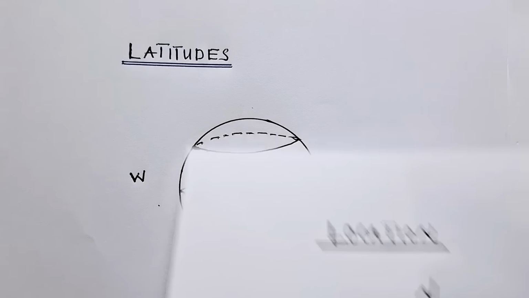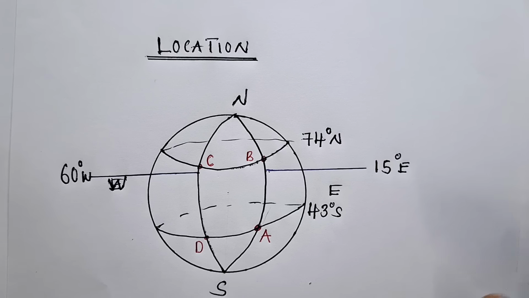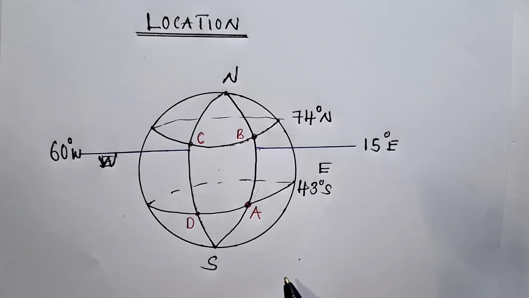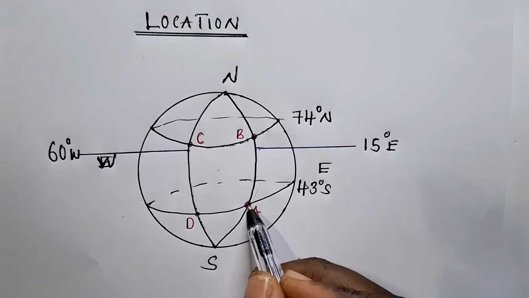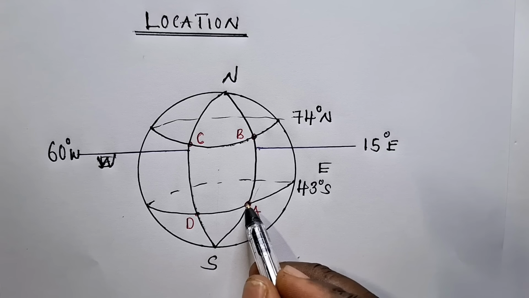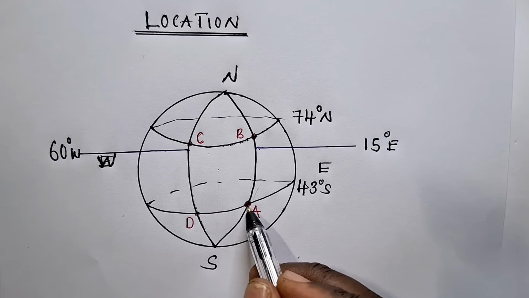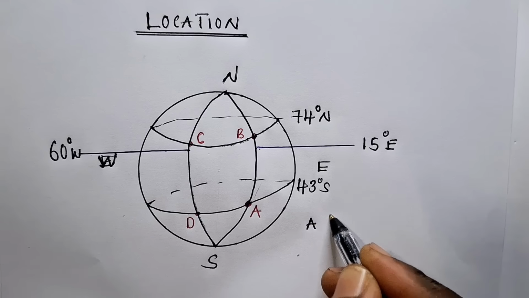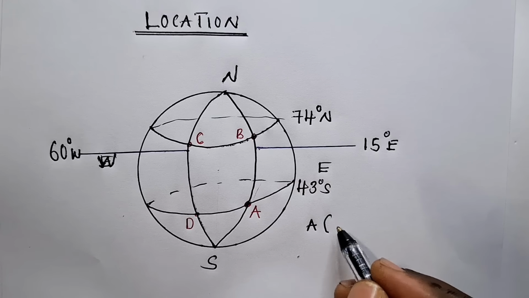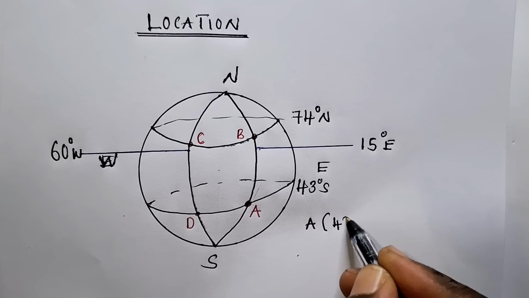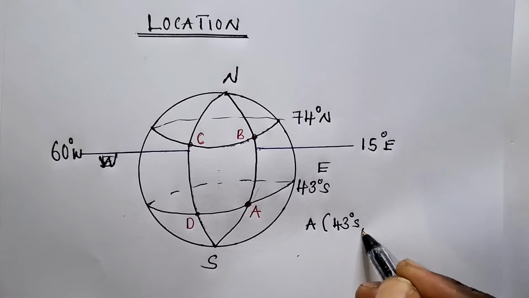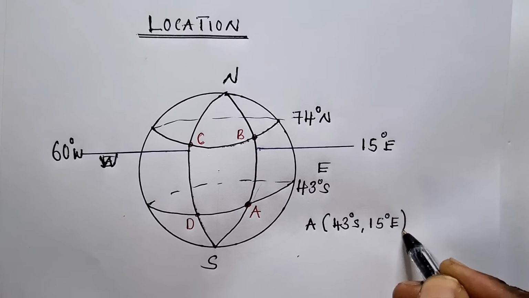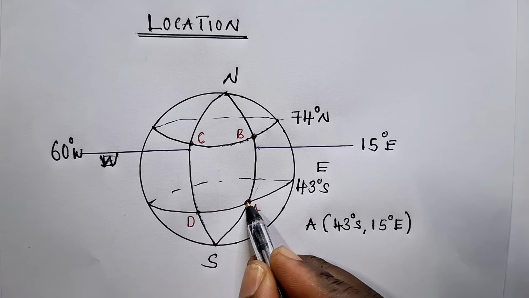So on this topic, you need to know how to find the location. It's really important to find location. So let me just show you some basics that you need to know. Let's say you've got A here, and I ask you to find the coordinates of point A. You're going to say A is 43 degrees south, 15 degrees east. So this is point A.